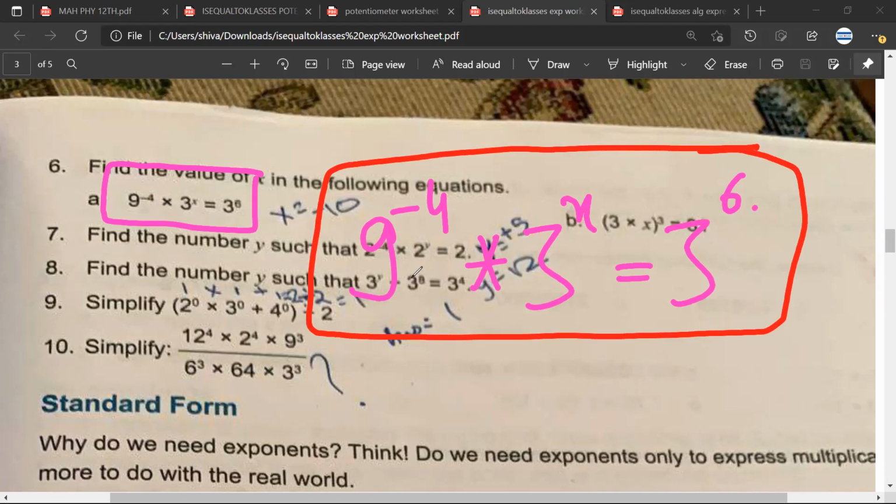So we can replace 3 raised to power 6 and 9 raised to power minus 4. Mr. Satya, what do you think? Yeah, so I think that we have to shift the 3 over here instead and move 9 next to equals to.